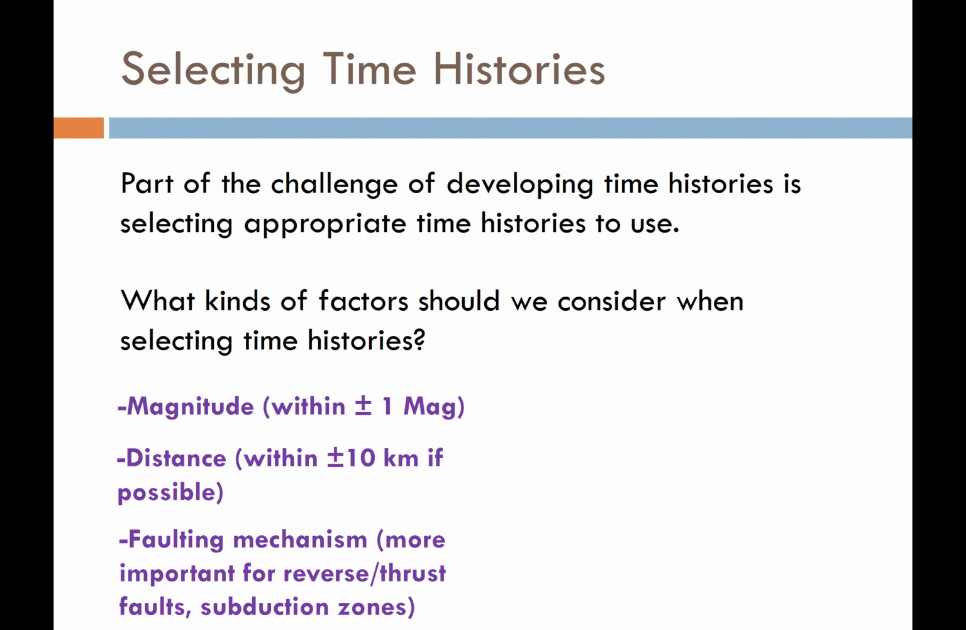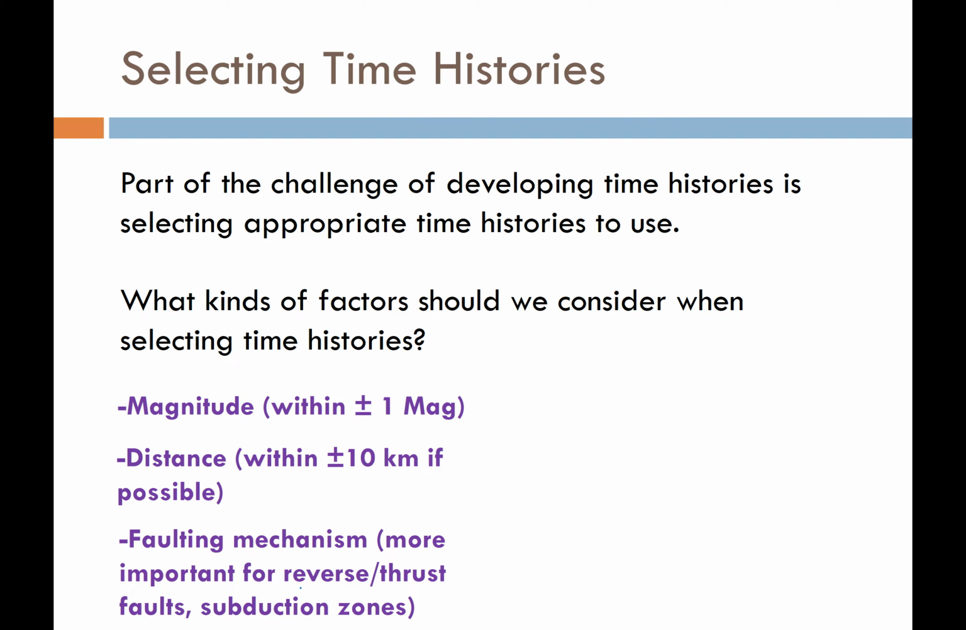We'd sure like the faulting mechanism to be similar, but this is where you start to get to the point where, say I'm in Utah and the Wasatch Fault's a normal fault, so I go to the PEER database or the NGA database and I say, I want time history records from normal faults. And you turn on that filtering criteria, and guess what? You're not going to get a whole lot of time histories because we don't have a whole lot of recorded normal faulting events. And so, in some cases, this isn't going to be as important.